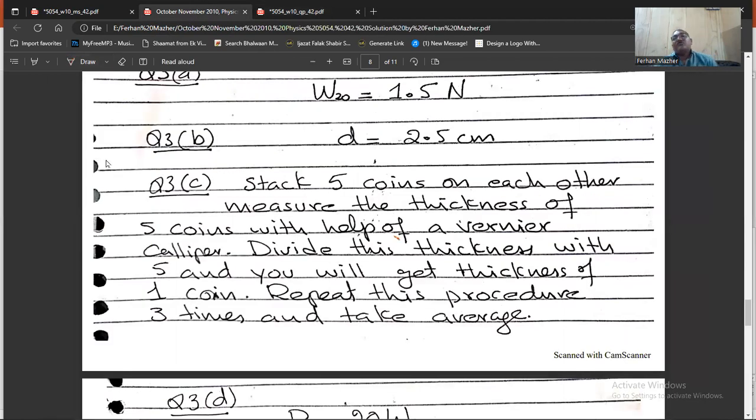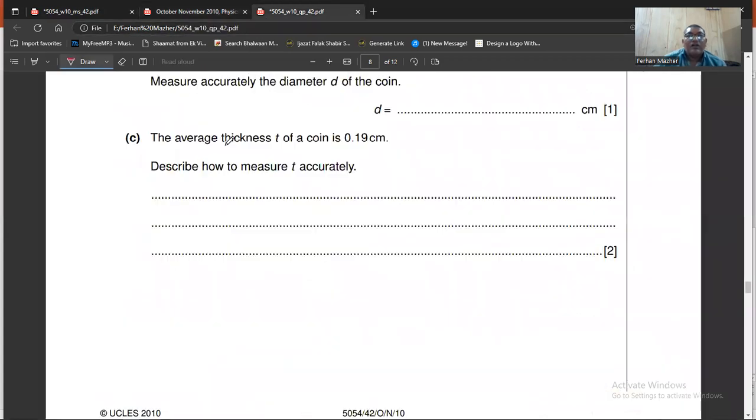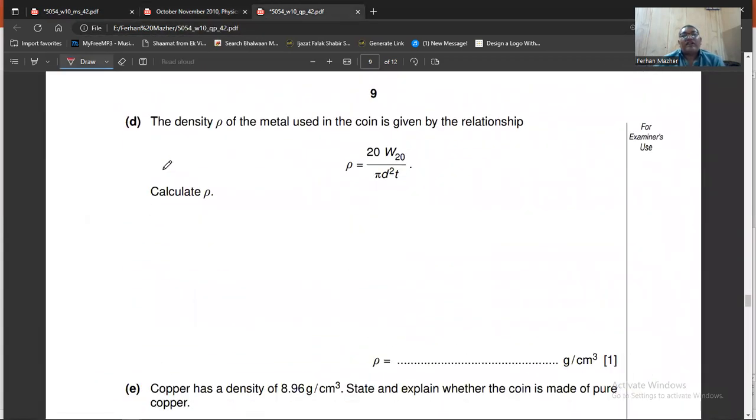Stack 5 coins on each other, measure the thickness of 5 coins with the help of a vernier caliper, divide this thickness by 5 and you will get the thickness of 1 coin. Repeat this procedure 3 times and take the average. This is my answer. The mark scheme says: measure N and divide, and repeat, using a vernier caliper, micro screw gauge or rule with millimeter markings, measure a pile of at least 10 coins and divide by 10. So this is the same answer. Okay, so we are going to the next part.